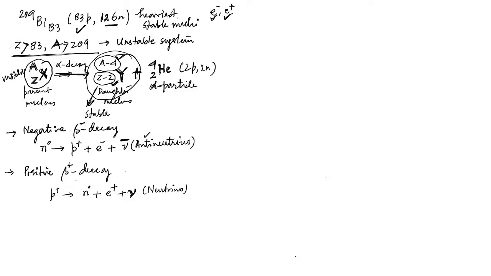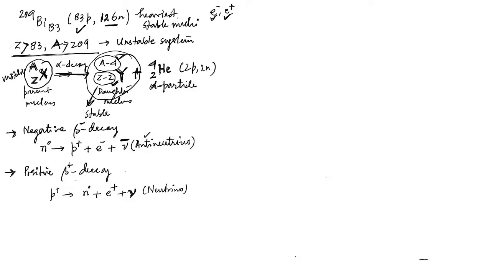So using alpha decay, negative beta decay and positive beta decay, a nucleus in which we have more neutrons than protons tries to become stable, and finally it becomes stable using alpha decay or negative beta decay or positive beta decay. Let me draw a curve to understand how all these nuclear decays help an unstable nucleus to become stable and move towards the line of stability.